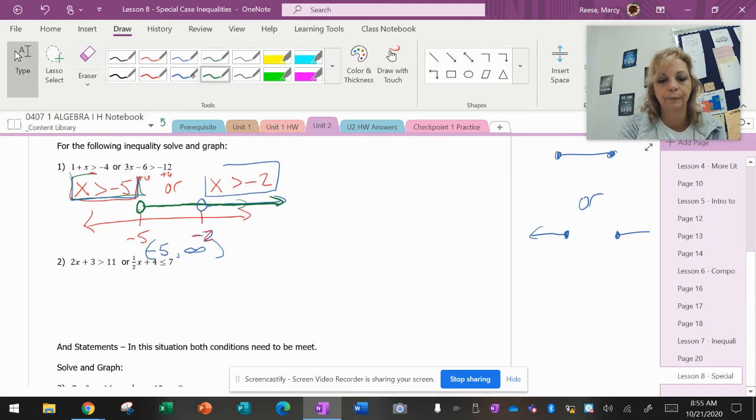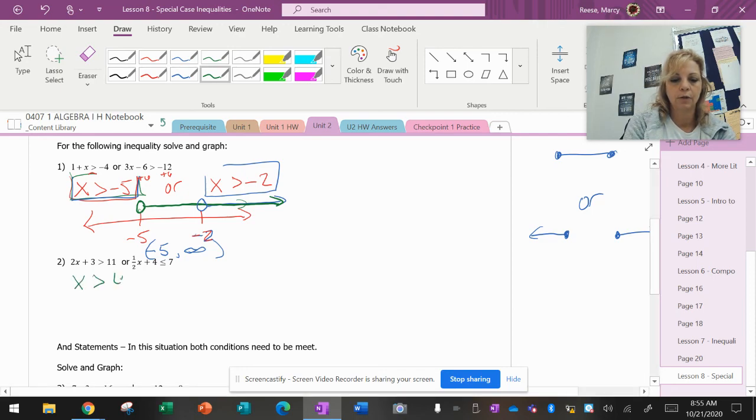All right, so let's try another one. Take a minute and solve 2 here for me. Solve for x for both of them. I'm going to let you do it this time. Solve for x. You should have gotten x is greater than 4, or x is less than or equal to 6.